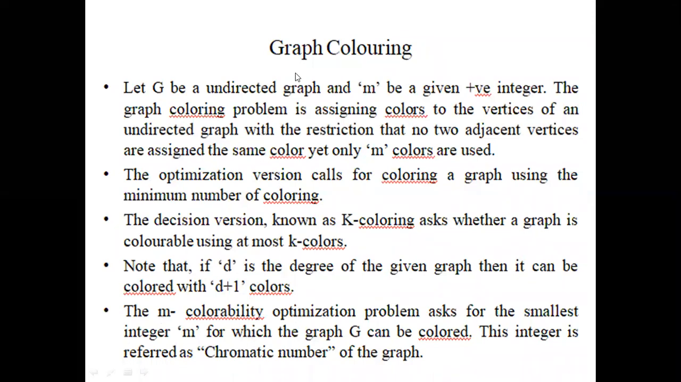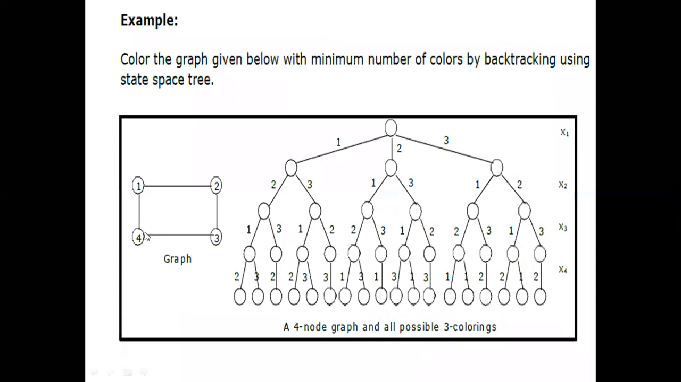Now let's give an example for graph coloring. Let G be a graph. You are using M colors, and M is called the chromatic number. Suppose the graph is colored so that no two adjacent nodes have the same color. Suppose the graph has 4 nodes. We are using 2 colors or 3 colors. Suppose we are using 2 colors.